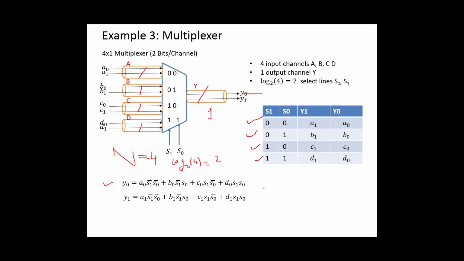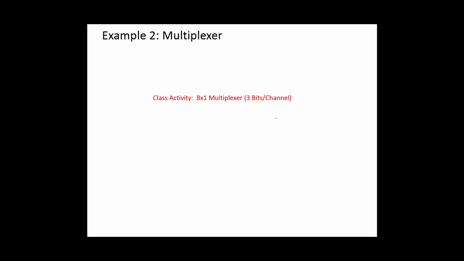So in this way we can realize multiplexer in terms of logic gates. These two equations when mapped onto logic gate will realize this 4x1 multiplexer. And in the class activity we shall discuss how to design an 8x1 multiplexer with 3 bits per channel.